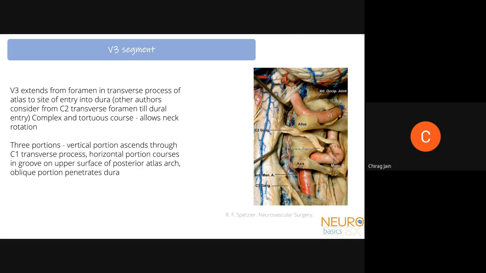This, as we can see, is a very unnecessarily tortuous and complicated course for this artery. So it exists in this way so that there is a significant redundant portion of the artery which is available to allow for neck rotation.